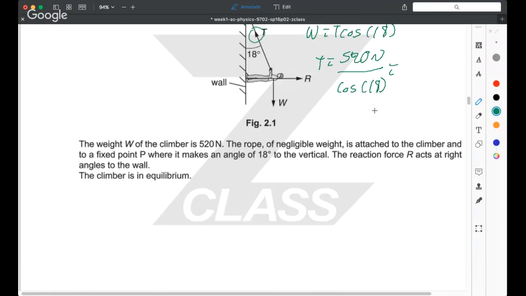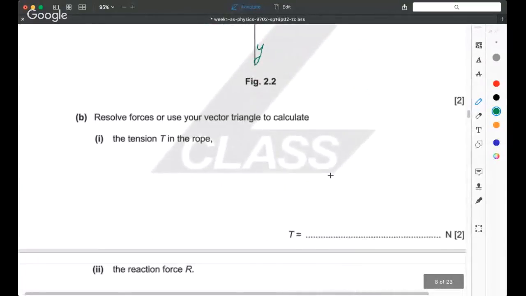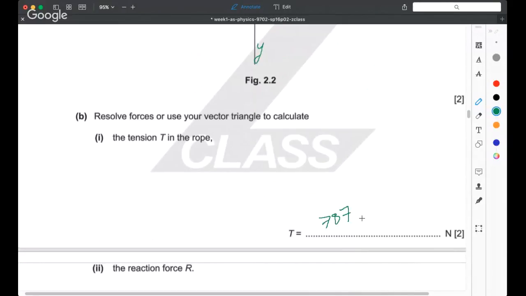Let's put the value in. 520 over cosine 18, right? Yeah, 780. So I think it's 787.5.